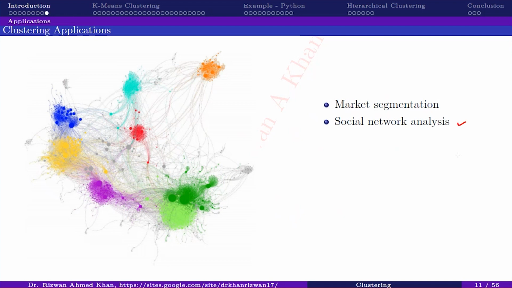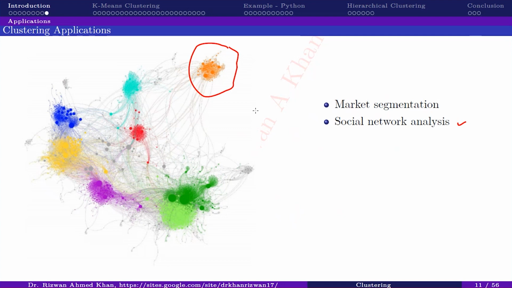Social networking, I hope you all understand, is like Facebook, Twitter, LinkedIn, that we are using every day. Based on different kinds of people talking together or maybe posting or commenting together, these companies can make clusters of people to understand which people are connected to what kind of people. And then we can make a cluster.